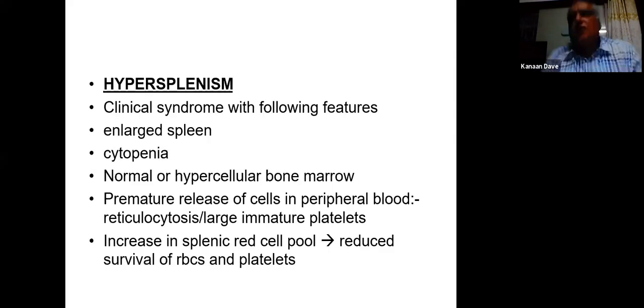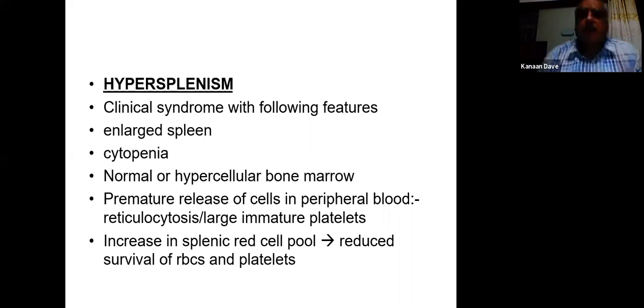So this term hypersplenism, what exactly is hypersplenism? Of course, it's a consequence of an enlarged spleen, and by definition, it's a clinical syndrome with the following features. There's an enlarged spleen, cytopenia. So there is a reduction in the neutrophil count, there is a reduction in platelets, and there is a pooling of red cells, which causes anemia, a dilutional anemia.